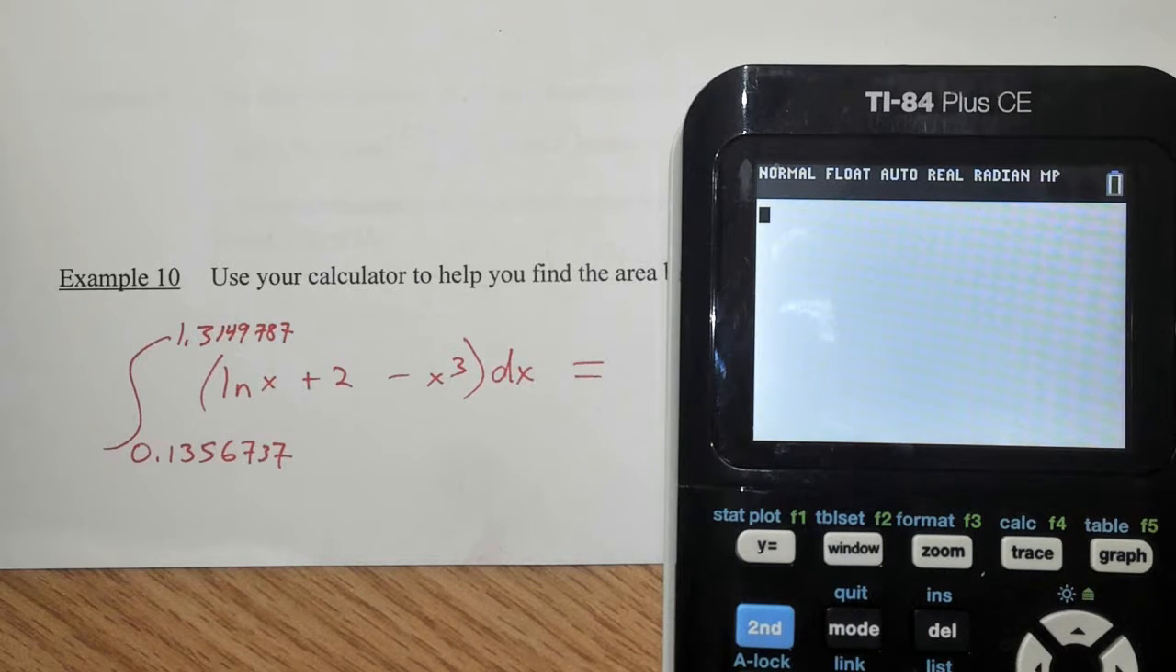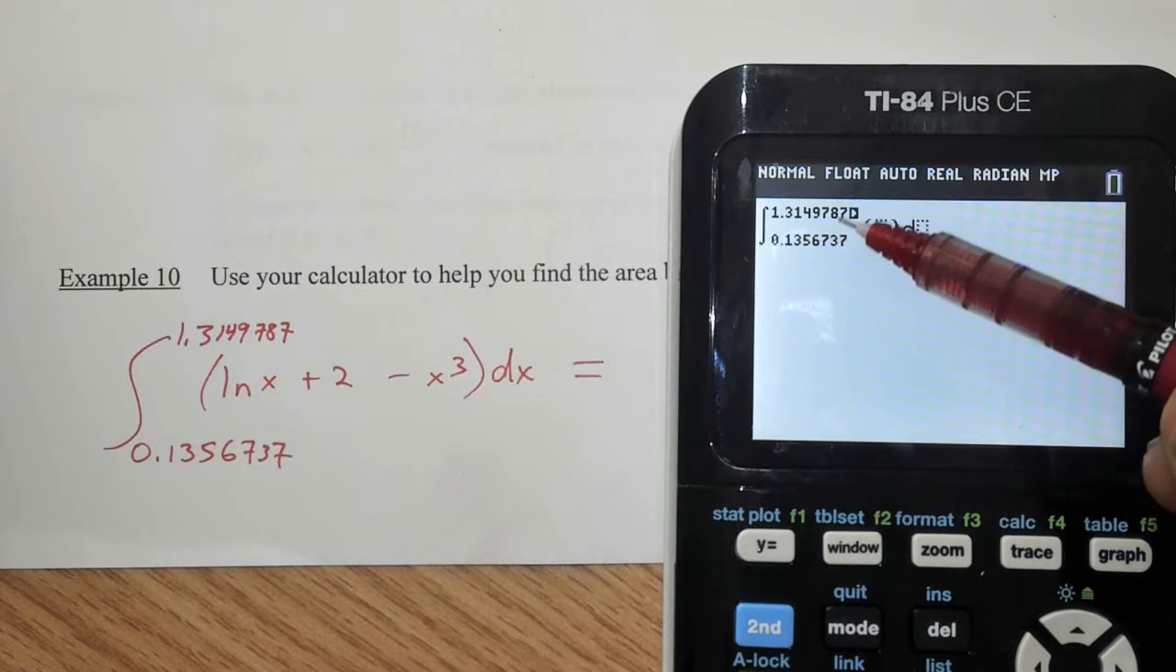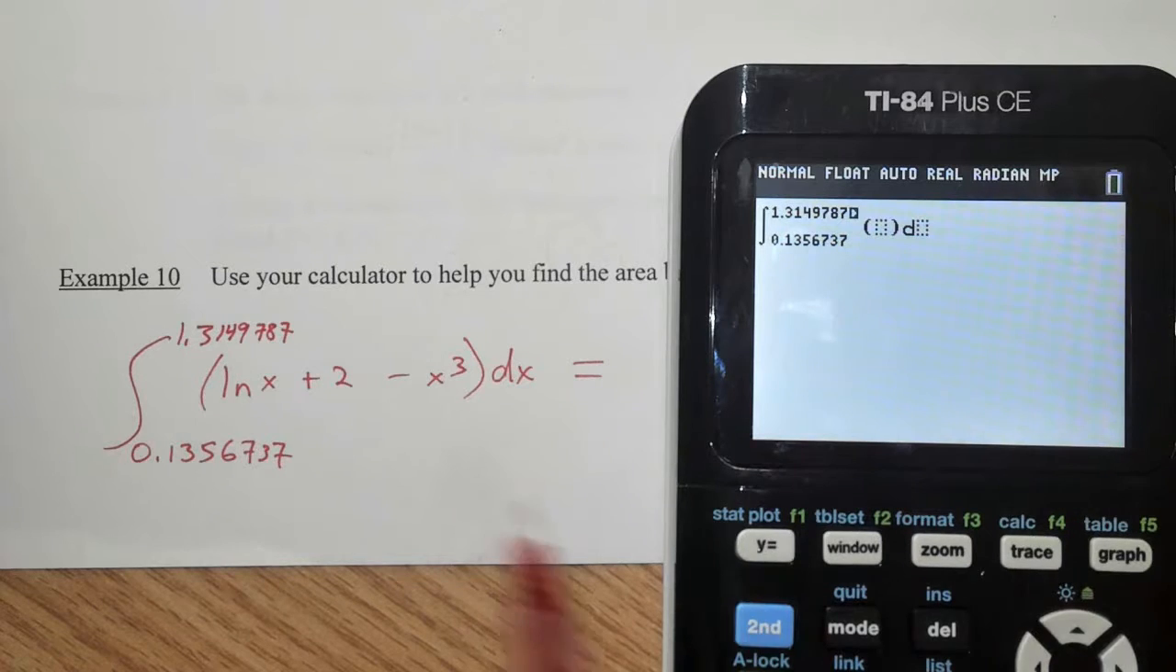So back on the main screen, math 9, our low bound we see there is 0.1356737, and yes, I would suggest being that accurate for the bounds. 1.3149787. The more inaccurate you are on the bounds, the better chance your answer overall is going to be off. All right, now we want y2 to go first.